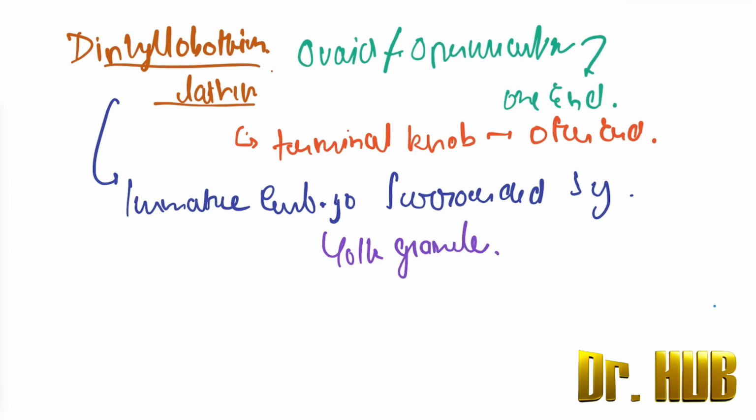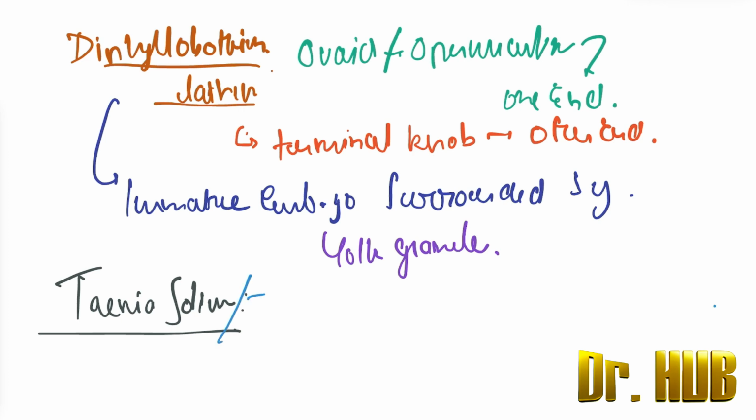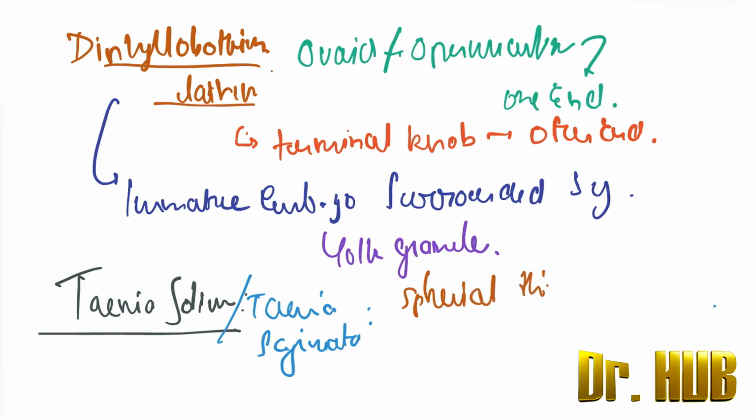Next we move on to the Taenia solium, or the Taenia saginata. So what is special here? It has a spherical, thin, hyaline embryonic membrane.